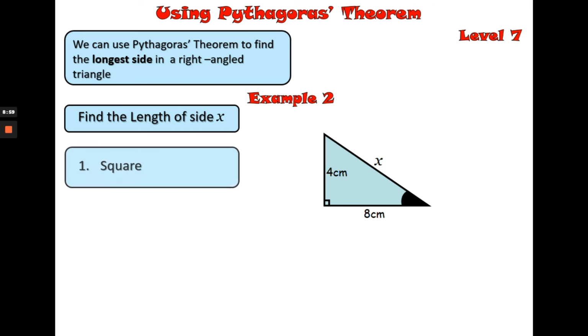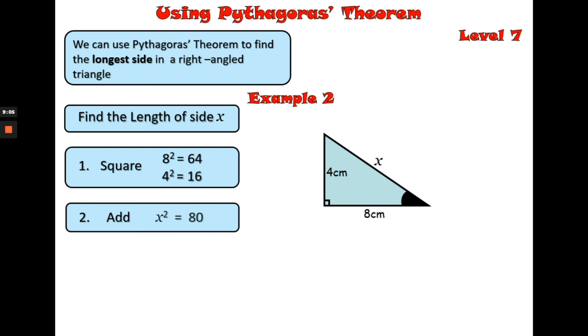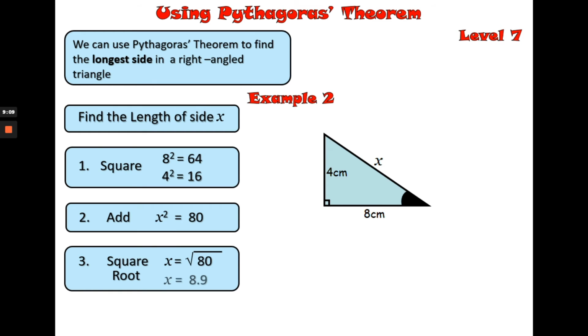Okay, so here's the answer to this one. The same process, we square them first, so 64 and 16, add them together, which equals 80. The square root of 80 equals 8.9.